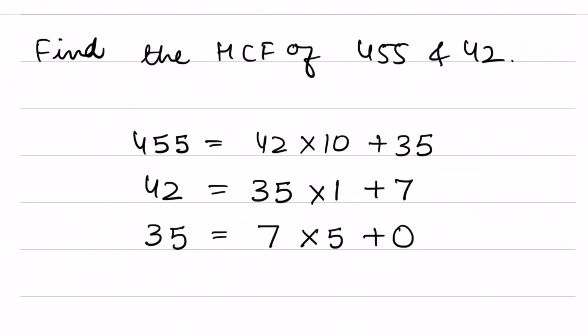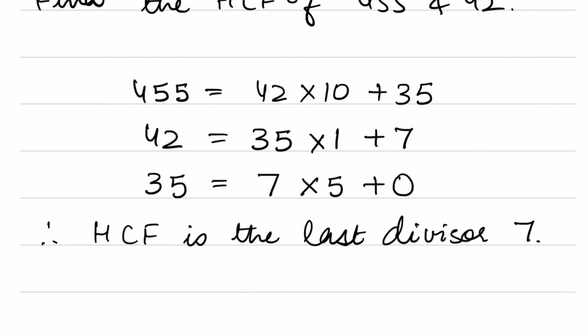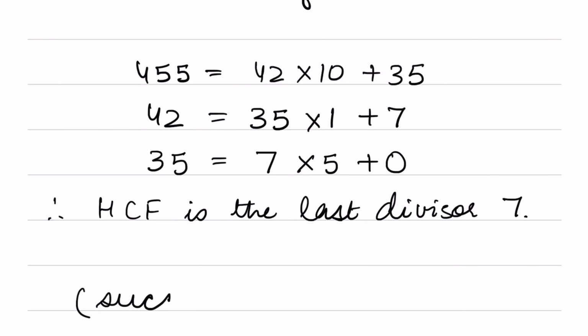So this is what we have been doing when we find the HCF by the long division method. I made a video on how to find HCF by the long division method. I'll be adding the link in the description box so you can watch that. Now here the remainder has become 0 and we can't proceed further. Therefore HCF is the last divisor, 7. This is also known as the successive division method.